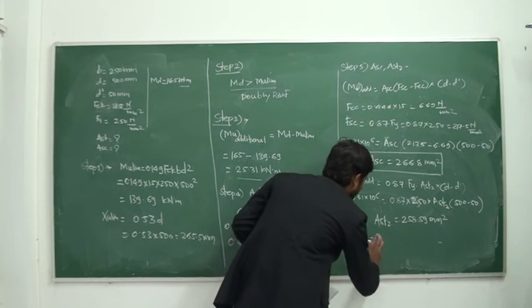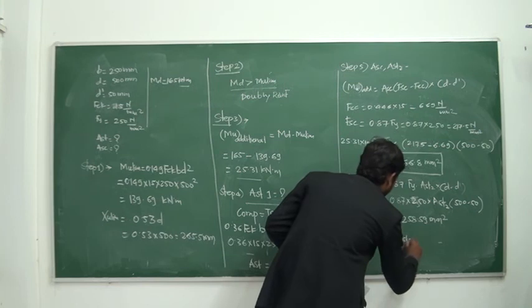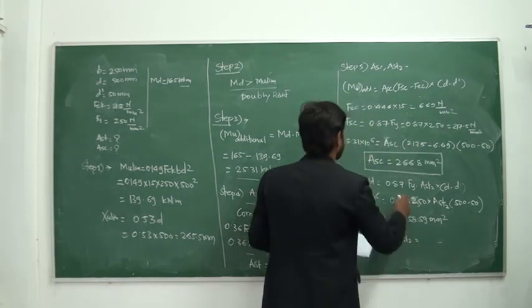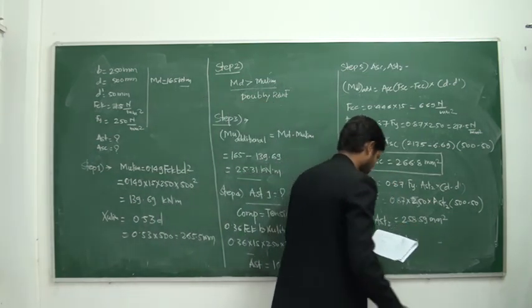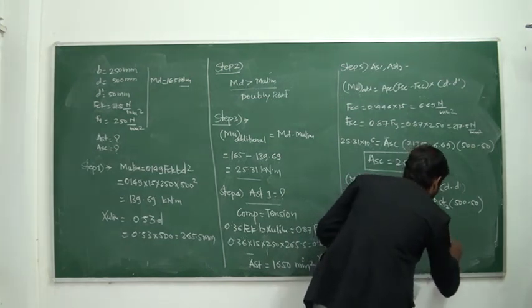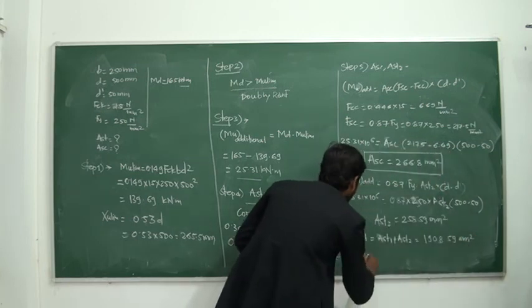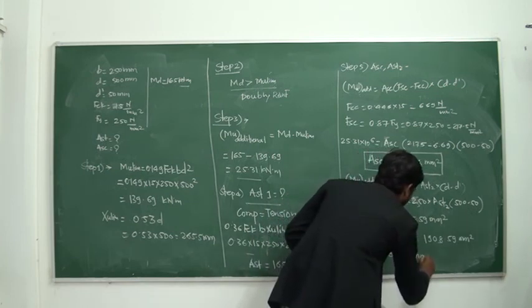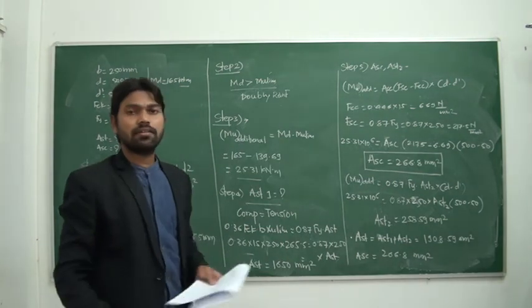So total AST will be AST1 plus AST2. This will be 1650 plus 258.59, which is 1908.59 mm square, and ASC is 266.8 mm square. Okay. So this is how you can design a doubly reinforced beam.